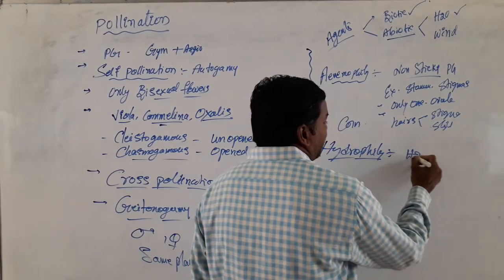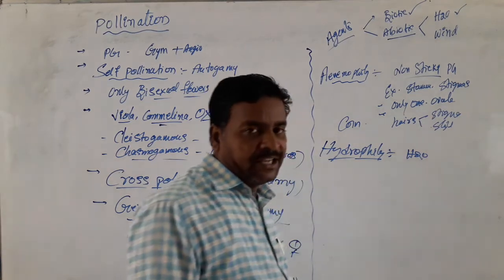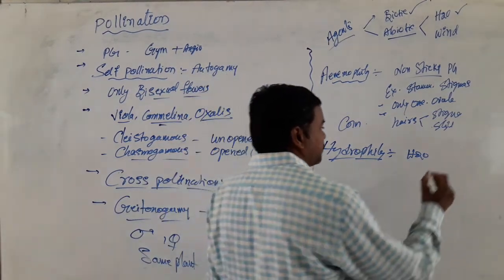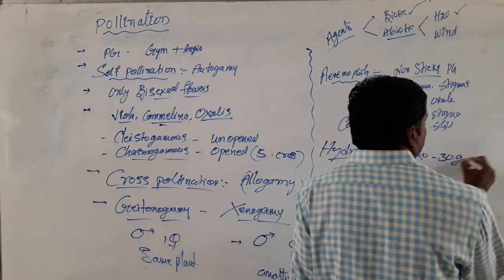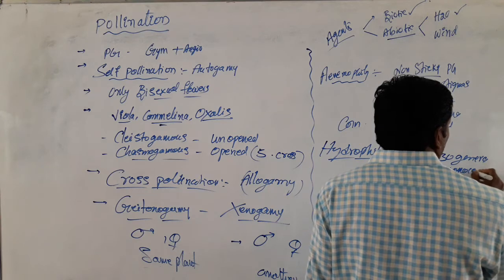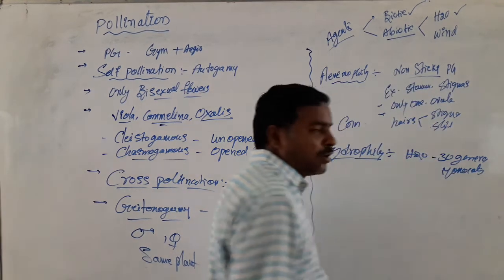Hydrophily. Pollination by water is called hydrophily. It is quite rare in angiospermic plants. It is represented by only 30 genera, mostly monocots.